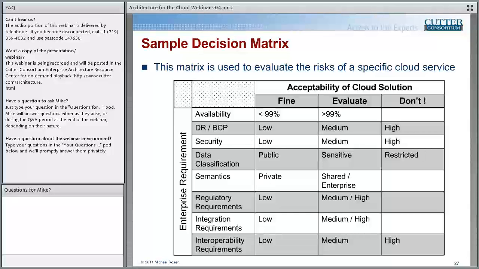We also might have a decision matrix that helps us identify the acceptability of cloud solutions. So sort of along the top, yeah, cloud is a fine solution, or let's evaluate this to see whether or not it's a good idea, or no, the cloud is not a good idea. And along the side, the different characteristics that we might want to examine. Again, availability, disaster recovery, security, classification, semantics, regulatory requirements. So again, this is just an example of how we might apply that matrix for our enterprise.